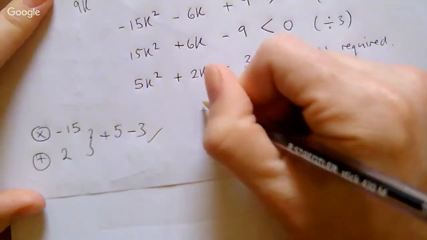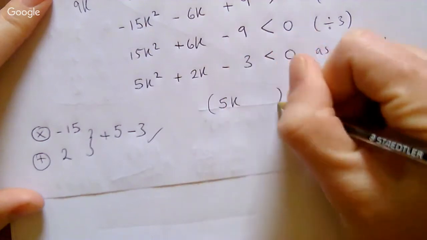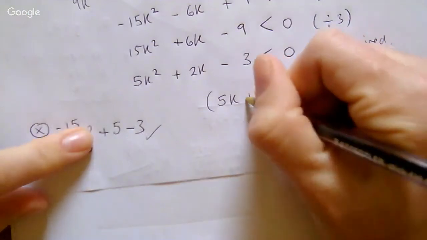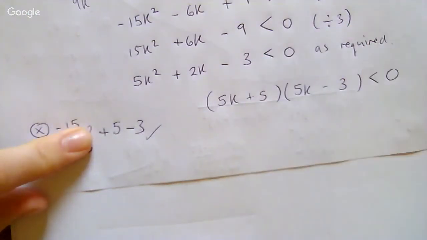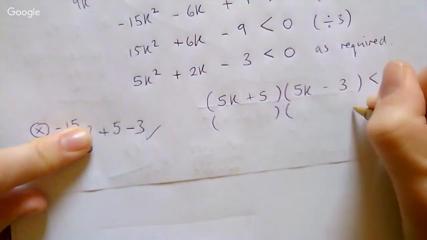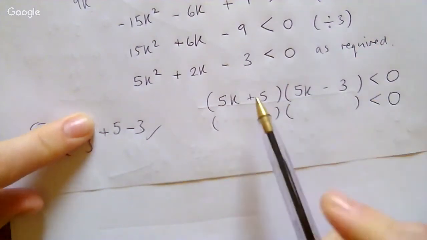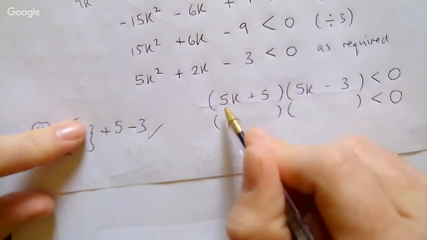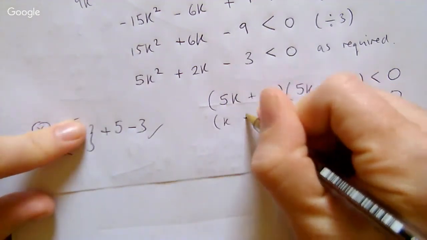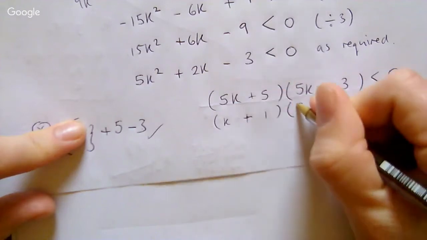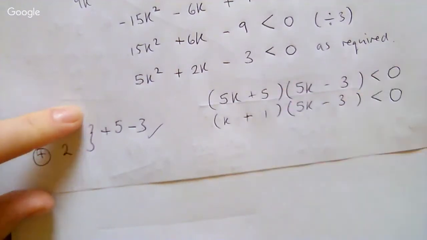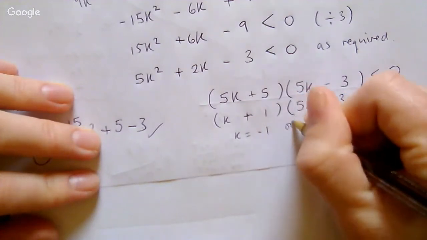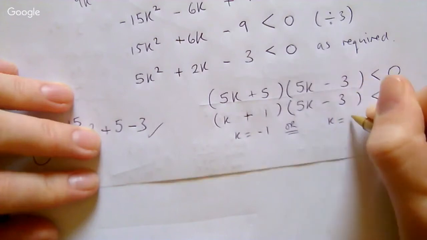Now, the way I like to factorize is I drop just the squared term from k. So put 5k and 5k is less than 0. And then the plus 5 goes in one bracket and minus 3 goes in the other bracket. But what I must do is I must cancel down if possible. Now, I know it will be possible because 5k times 5k will give me 25k squared. So this one here, you can see I could divide both of those by 5. And then this one here can't be cancelled down, so it literally stays the same. So I get two solutions for what my roots are. I get k equals minus 1 or k equals 3/5.